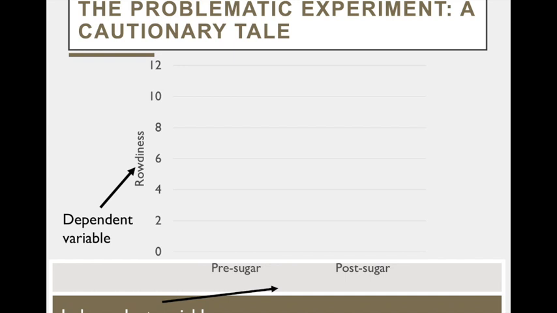So we can see here that the rowdiness scores went from 6 to 11. So that suggests that maybe they went up. But in fact, there are lots of other explanations. Maybe they were at a party when they were consuming the sugar. Maybe the longer the kids are together in this experiment, the more rowdy they get, because they get familiar with one another. Maybe they responded to other things that are contained within the sugar. Did you give them soda, for example, which maybe had caffeine in it?